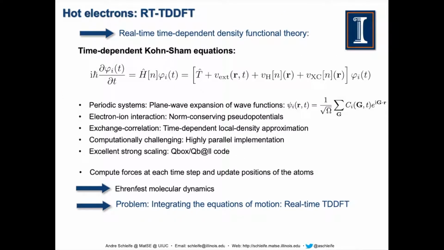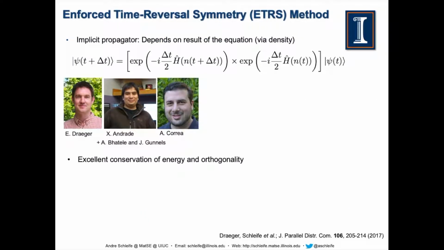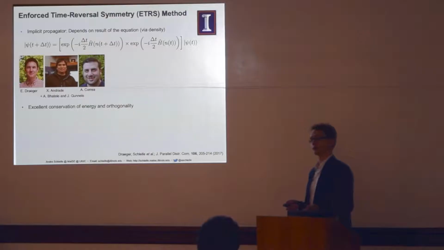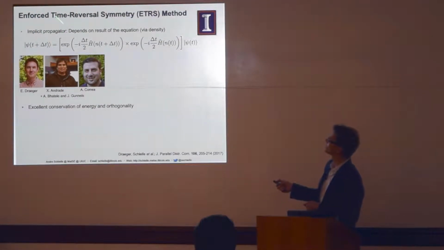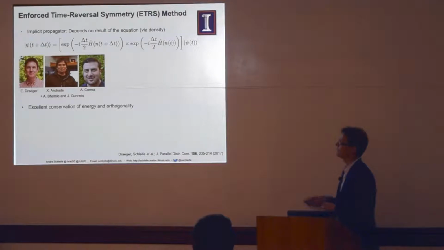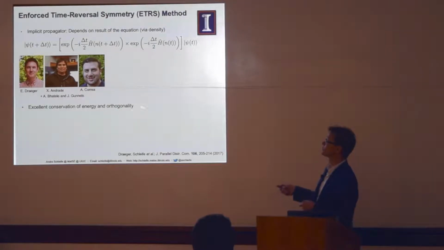Including people here, like Lin, for instance, at Berkeley, who is looking at ways of doing that very efficiently in math. So this is an applied math problem in some sense, to efficiently propagate those equations. Early on, we started with a fourth-order Runge-Kutta integrator, that worked very well for plane waves. The problem we found is that the numerical integration error is relatively large, and so then these guys at Lawrence Livermore implemented this enforced time-reversal symmetry technique, which is an implicit propagator, so it depends on the solution of the equation to the electron density, and so you need tricks to do that. But it conserves energy very well, and it conserves orthogonality of the wavefunctions very well. So it reduces the numerical error.